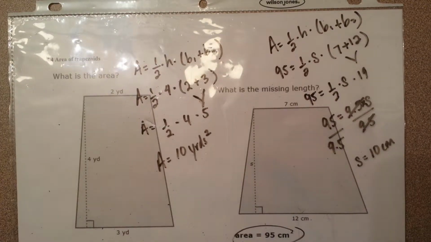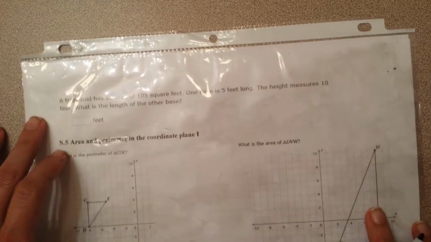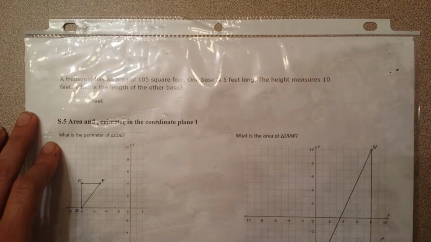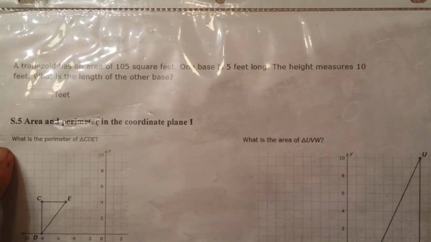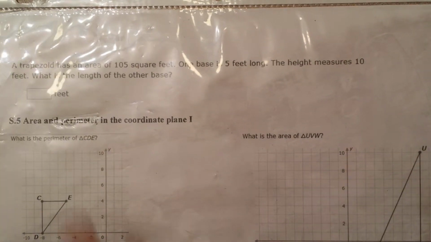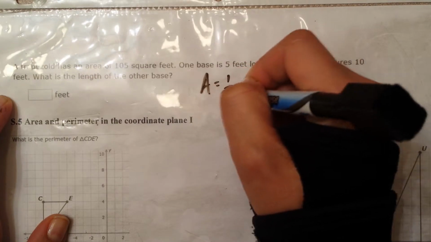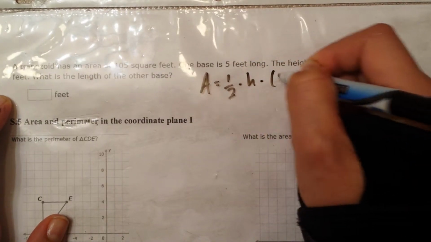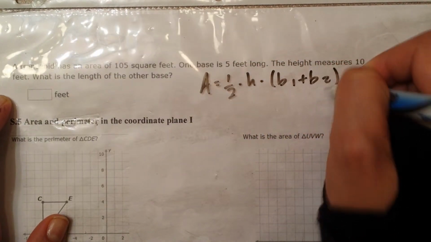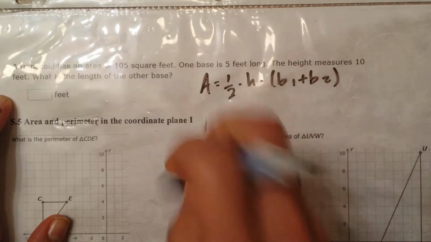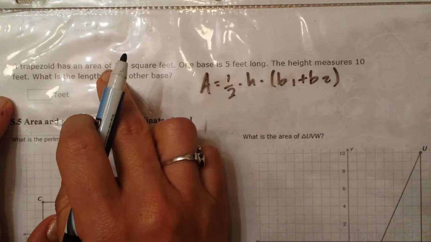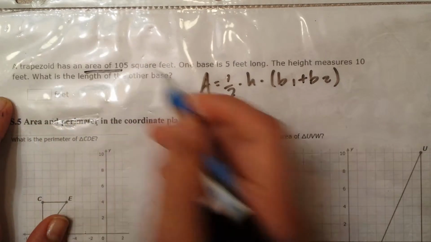So that's how you deal with trapezoids. I'll show you one more question, because after you get above 60, they're going to start giving you word problems. So we'll go ahead and work out the word problems. It's exactly the same thing, it's just in terms of words. It's still a trapezoid, so you write down your formula: 1/2 times height times base 1 plus base 2. Fill in the information you know. A trapezoid has an area of 105.